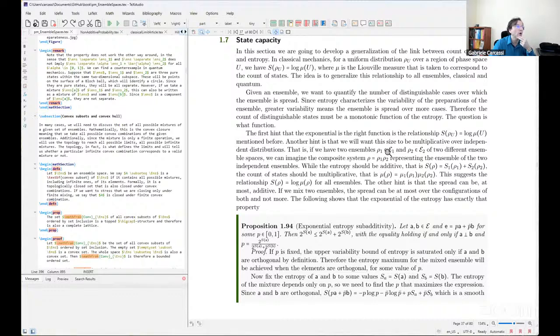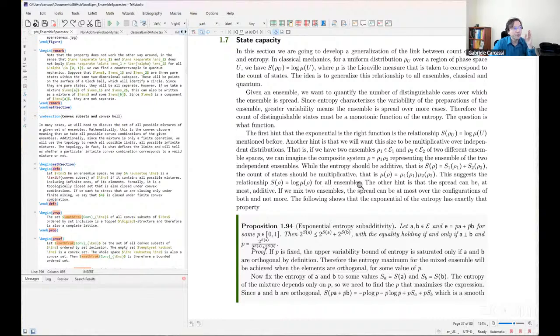Another hint is that we will want the size to be multiplicative over independent distributions. That is, if we have two ensembles, rho 1 from an ensemble space E1 and rho 2 from an ensemble space E2, of two different ensemble spaces, we can imagine the composite system rho equals the product of the two, representing the ensemble of two independent ensembles, while the entropy should be additive. That is, the entropy of the total ensemble is the sum of the entropies of the two independent ensembles. The count of states should be multiplicative. That is, the total spread of states over the joint distribution is the product of the counts of states of the marginal distributions. So this suggests that the entropy of rho has to be the logarithm of the mu of rho for all ensembles.